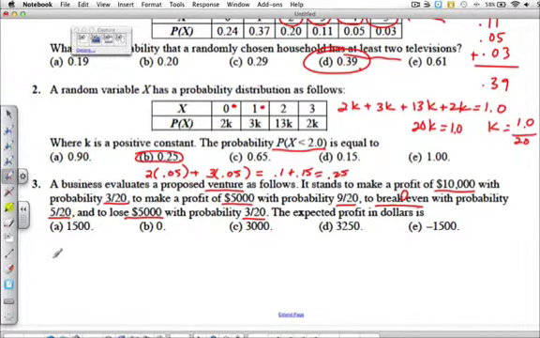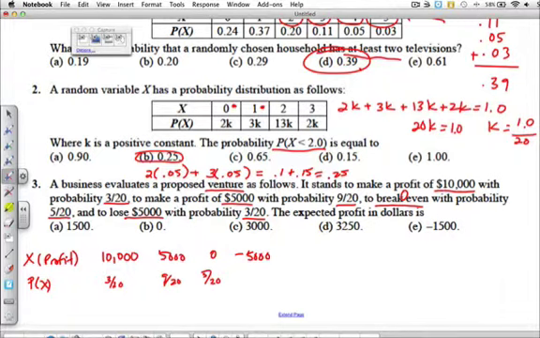So if you were going to make a table of values of X, where X was the profit, how much it would earn, and the probability of X, that table might look like this. $10,000 has a probability of 3 out of 20. $5,000 has a probability of 9 out of 20. Break even, that means it earns $0, 5 out of 20. Loses $5,000, so that means it earns negative $5,000. And again, the probability is 3 out of 20.